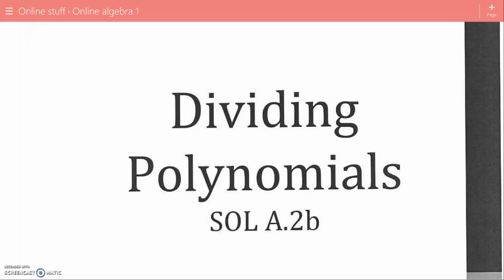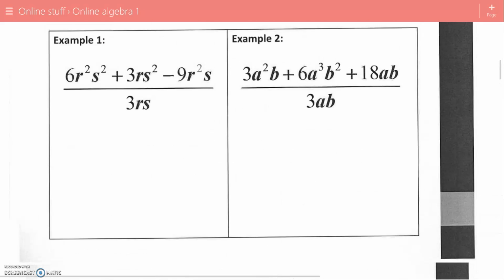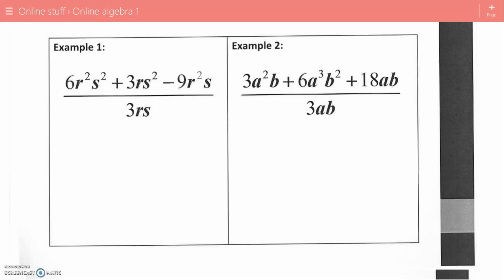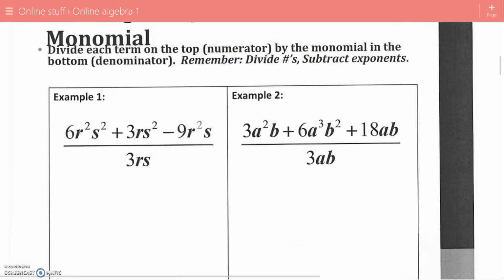Now, you have done this before, just on a smaller scale. You did it almost one problem at a time. What you are going to do is break each problem down into multiple fractions. To go over the actual verbiage, you're going to divide the top of the fraction, the numerator, by the monomial in the bottom, the denominator. You divide the big numbers, subtract the small. This goes back to when we learned exponents.